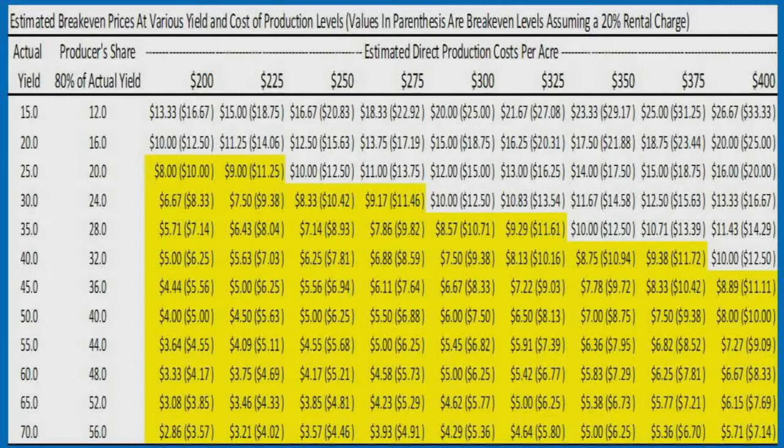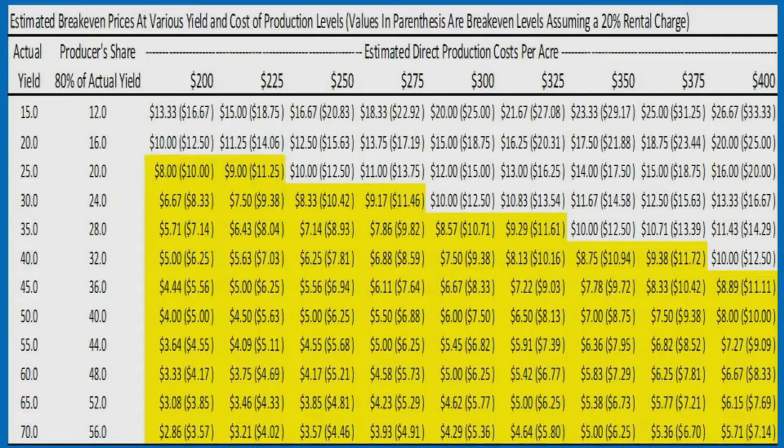So for example, if your producer harvests 20 bushels an acre and he's on a 20% share rental arrangement, then he's going to get 80% of those 20 bushels, or 16 bushels will be what he would have to sell. The other 4 bushels would be what the landlord would have to sell as part of his rent. And what this does is just look at some break-even prices across those yield and cost of production scenarios.